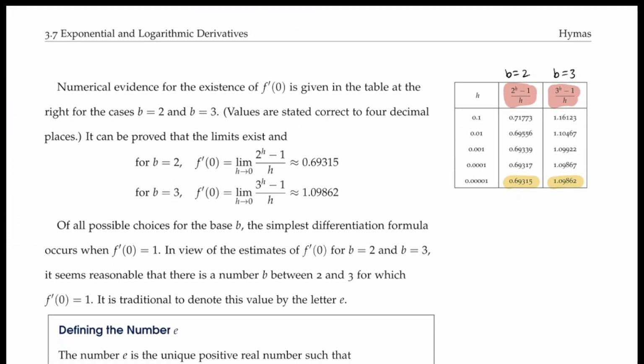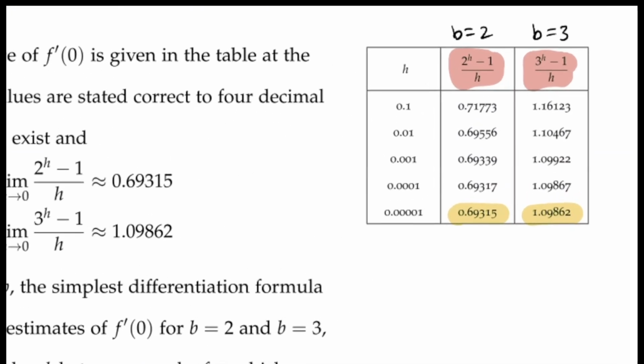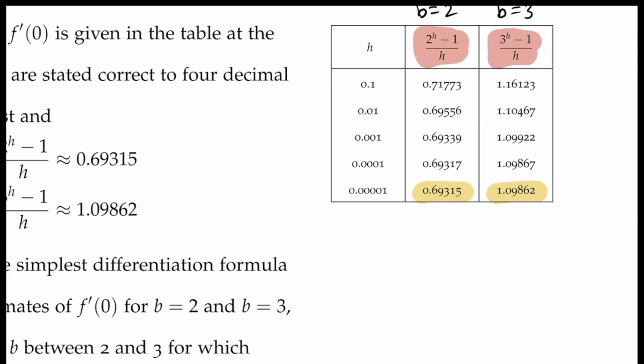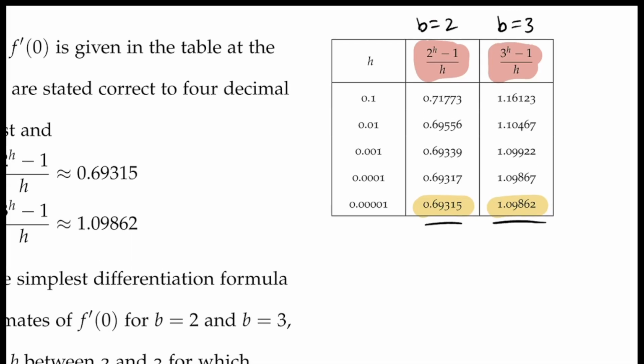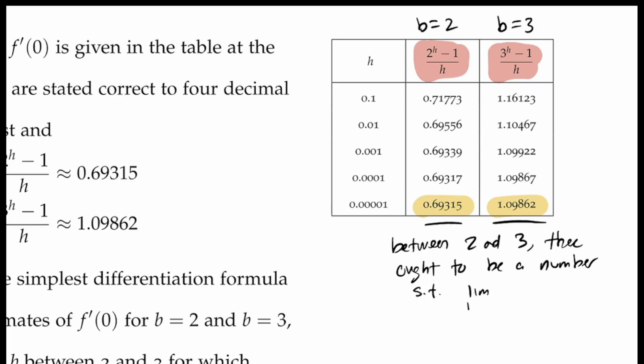And so when we look at the results, when we pick b equals 2 and b equals 3, this number is trending towards 0.69315, and when b is equal to 3, that number is trending to 1.09862. Now, what's really interesting here is, and I hope you guys will agree with me, that between 2 and 3, there ought to be a number, okay? I don't know what this number is yet. We'll give it a name in a moment, such that this limit that we're doing is 1.